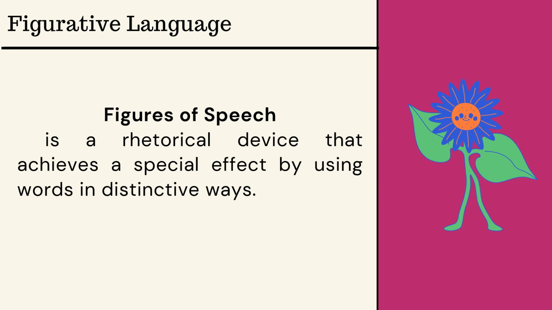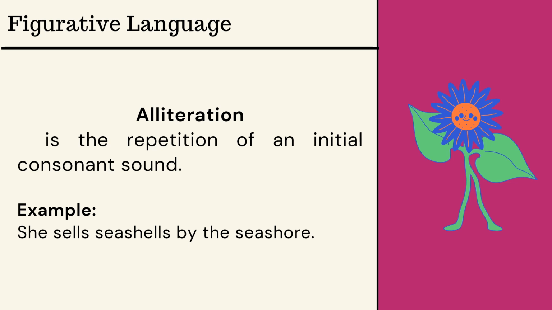Alright, we have many figures of speech and we could run out of time discussing all of them. But what I am going to discuss today in this video are just the common figures of speech that are used by writers. First stop, we have alliteration. So alliteration is a repetition of an initial consonant sound, like what's commonly used in tongue twisters.